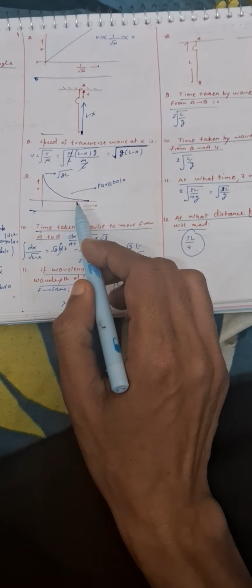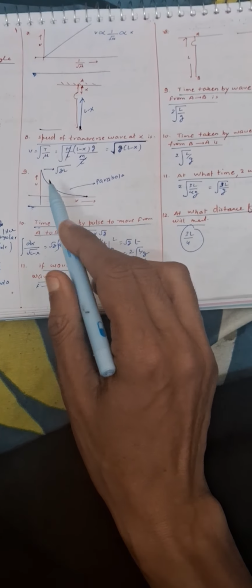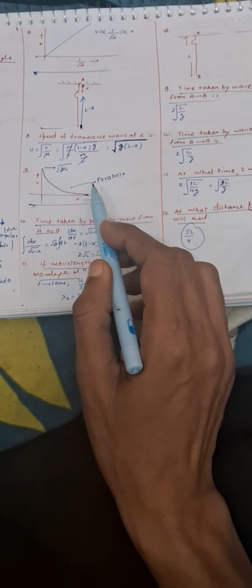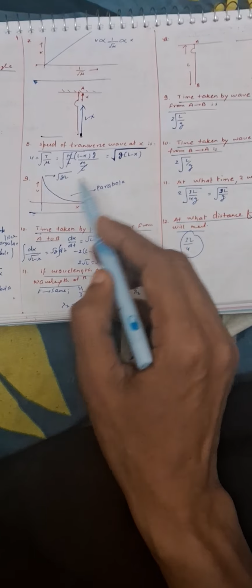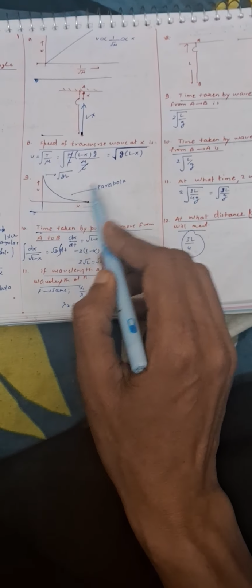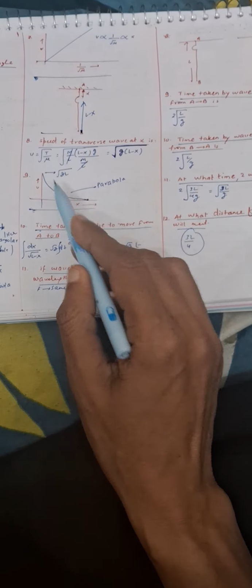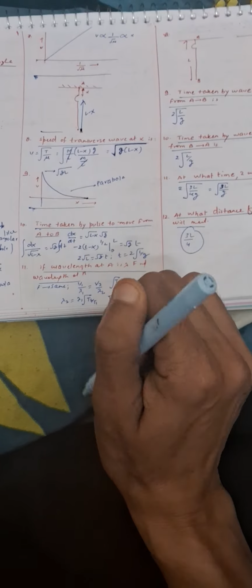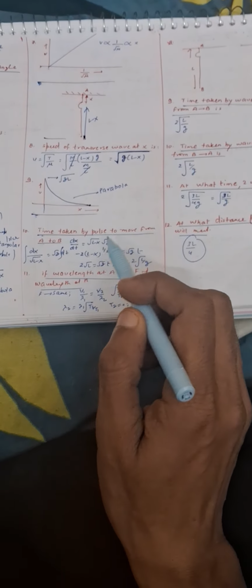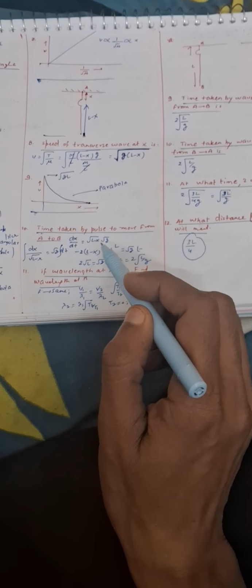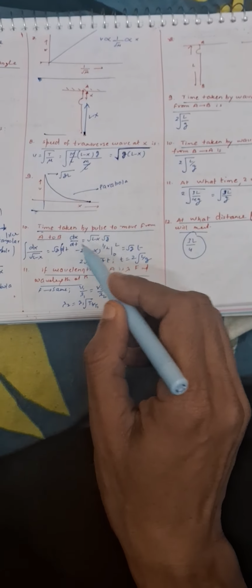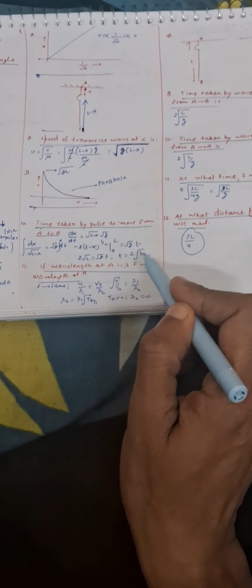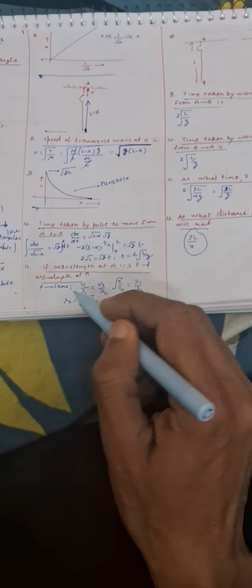Next is the V-x graph. The V-x graph here will be a parabola, and at x equal to 0, V will be root gL, and at x equal to L, V will be 0. So it will be a parabola like this. Next is the time taken by the pulse to move from A to B. We take V as dx by dt, which will be this. Integrating the above expression, we get T as 2 root L by g.